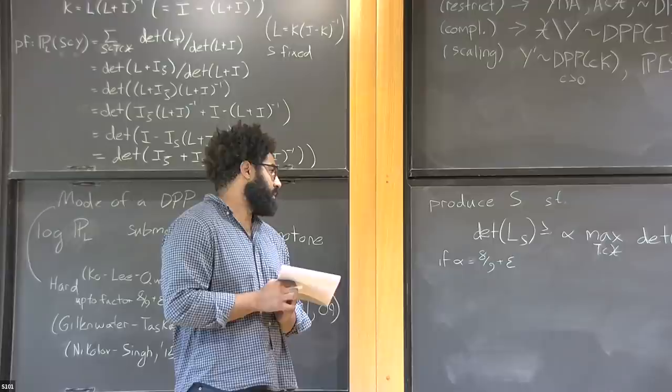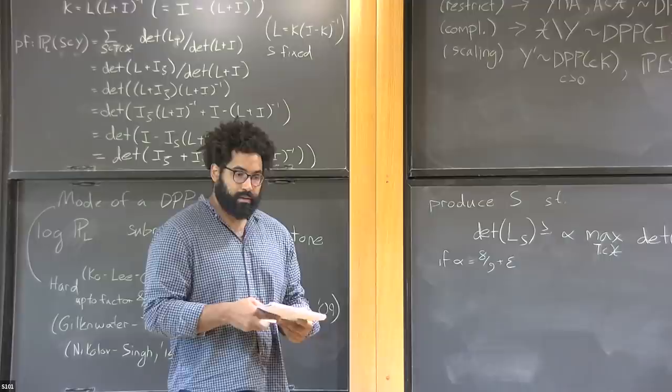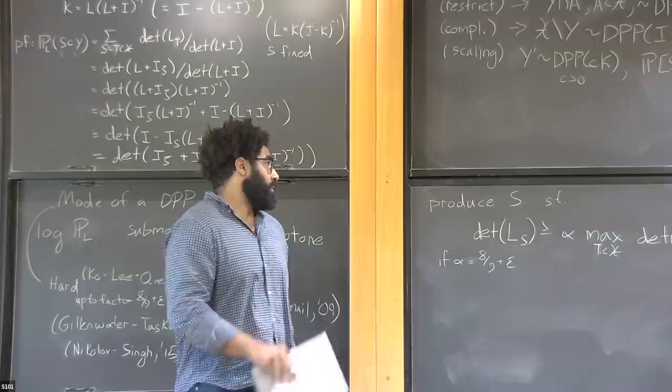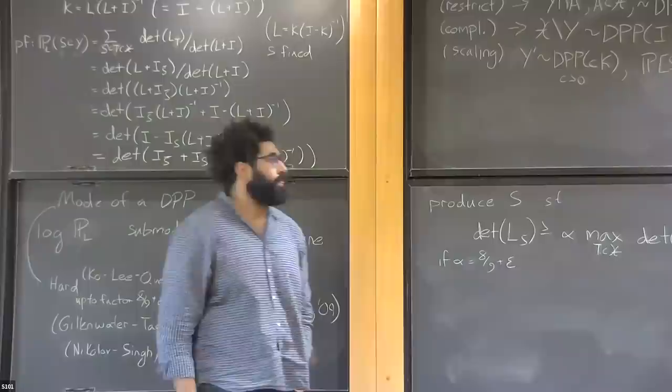Okay. If you look at the distributions you get by DPPs, is the set of all possible distributions closed? It's a good question. I don't know. I've never thought about that.